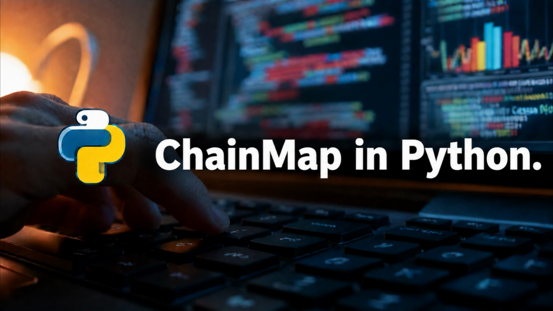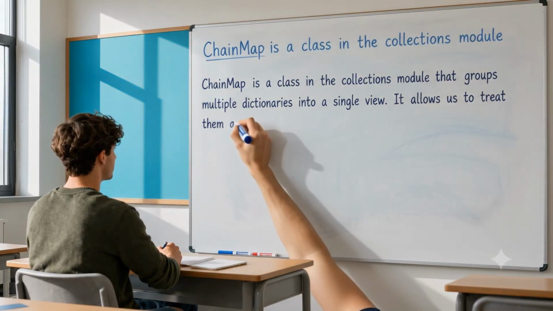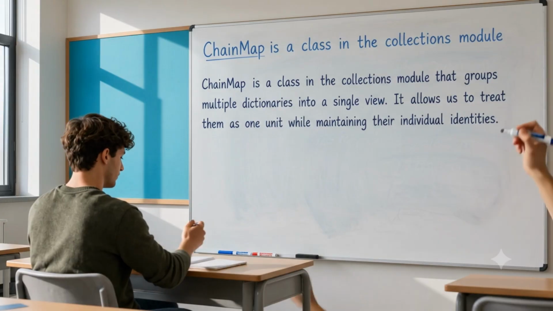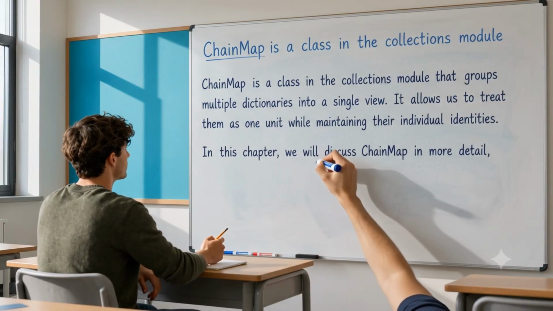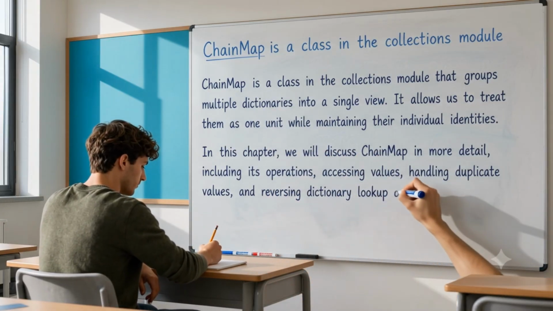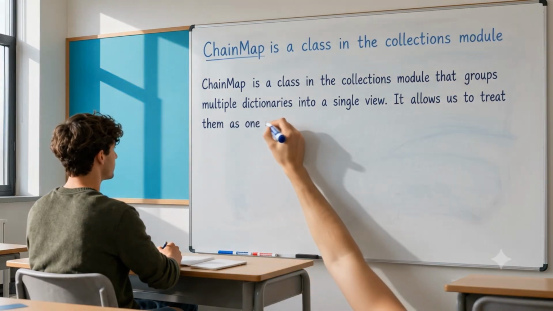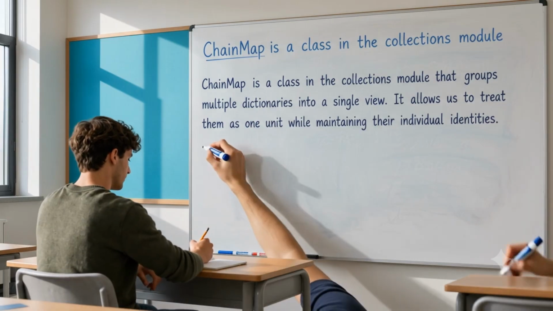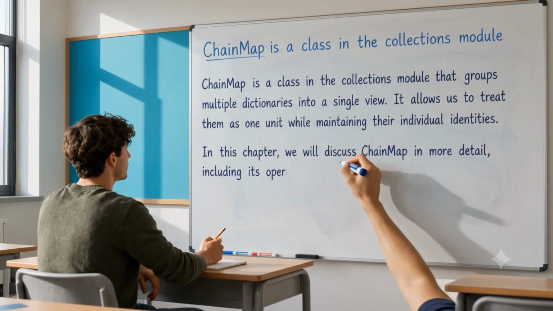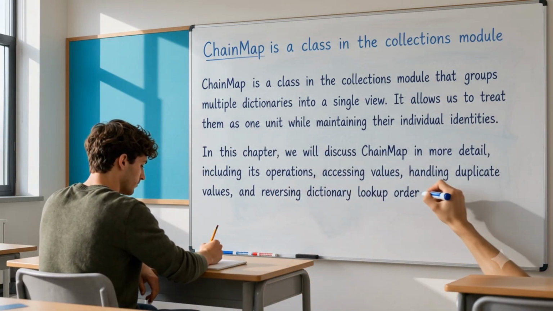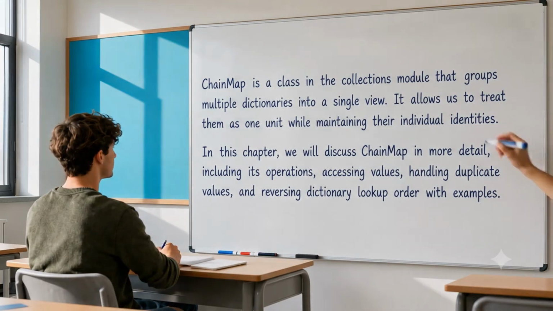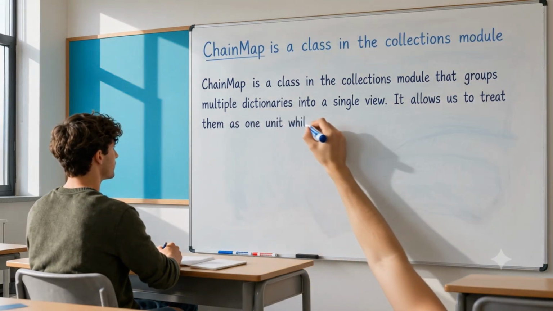ChainMap in Python. ChainMap is a class in the collections module that groups multiple dictionaries into a single view. It allows us to treat them as one unit while maintaining their individual identities. In this chapter, we will discuss ChainMap in more detail, including its operations, accessing values, handling duplicate values, and reversing dictionary lookup order with examples.